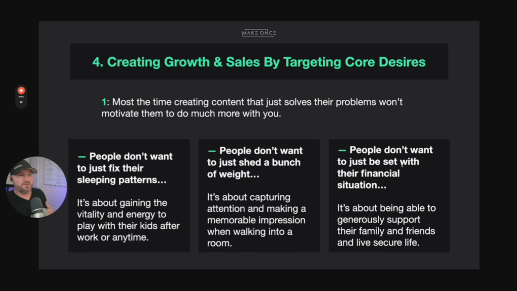And then, people don't want to just be set with their financial situation, like, oh wow, I got a ton of money. They actually want to be able to generously support their friends and take them places and do things and live a secure life, and never have to worry about that kind of stuff ever again. So these are the actual core desires behind the problem. Most people say, hey, let me show you how to lose weight, and they wonder why people don't follow them or come with them. But if you say, hey, let me show you a way that when you walk in the room, everybody literally looks at you and goes, damn, that person looks freaking amazing, right? Or wow, they look great. Now all of a sudden, everything is starting to change, right?